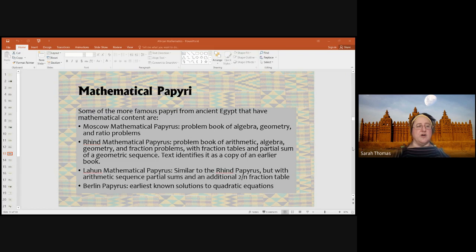The Berlin Papyrus has the earliest known solutions to quadratic equations. So it's kind of interesting.